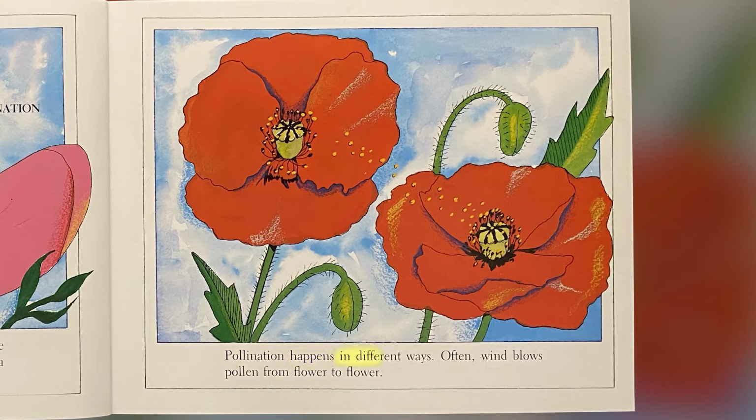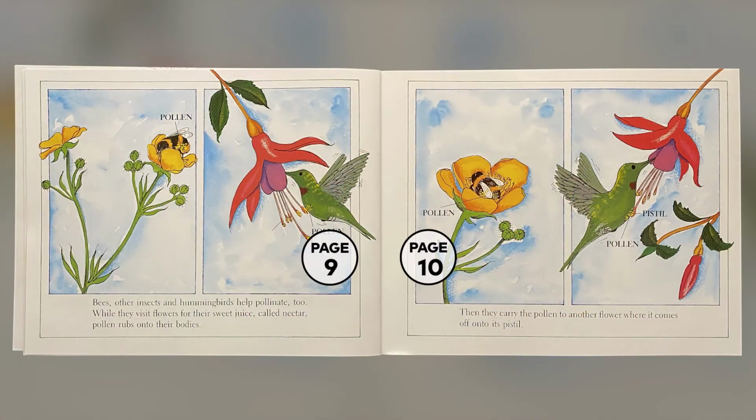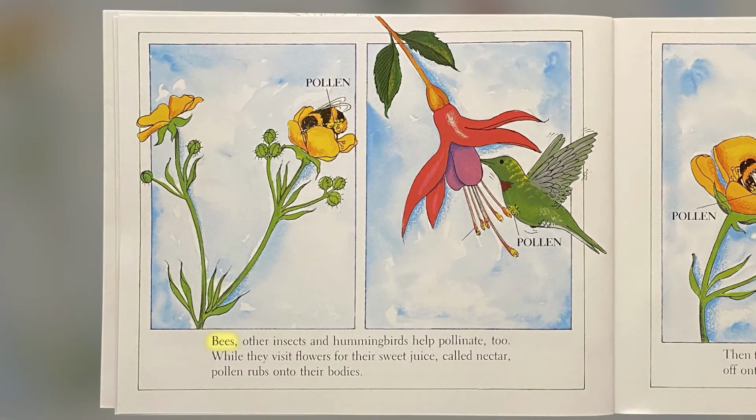Pollination happens in different ways. Often, wind blows pollen from flower to flower. Bees, other insects, and hummingbirds help pollinate too. While they visit flowers for their sweet juice, called nectar, pollen rubs onto their bodies.